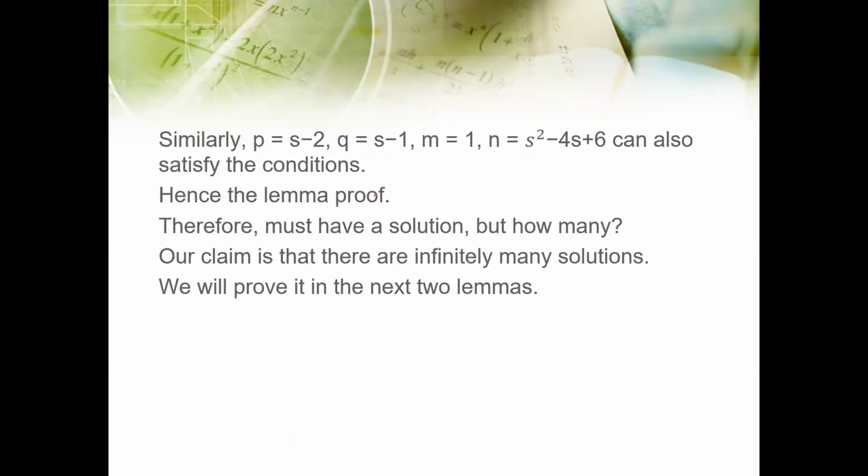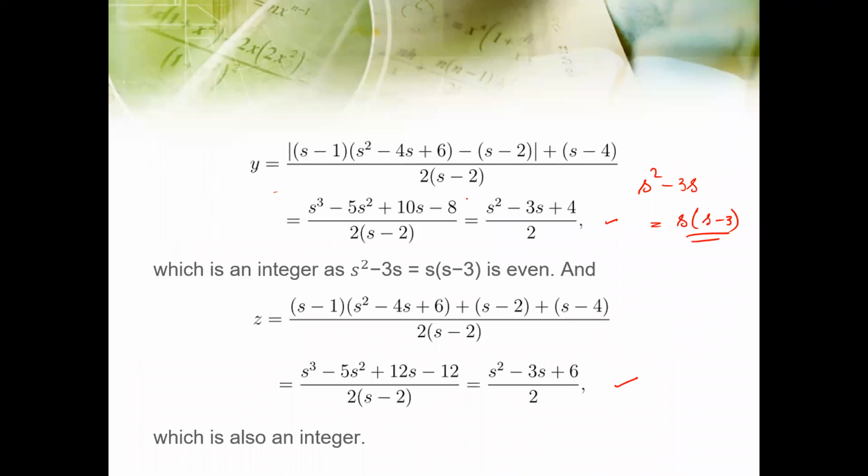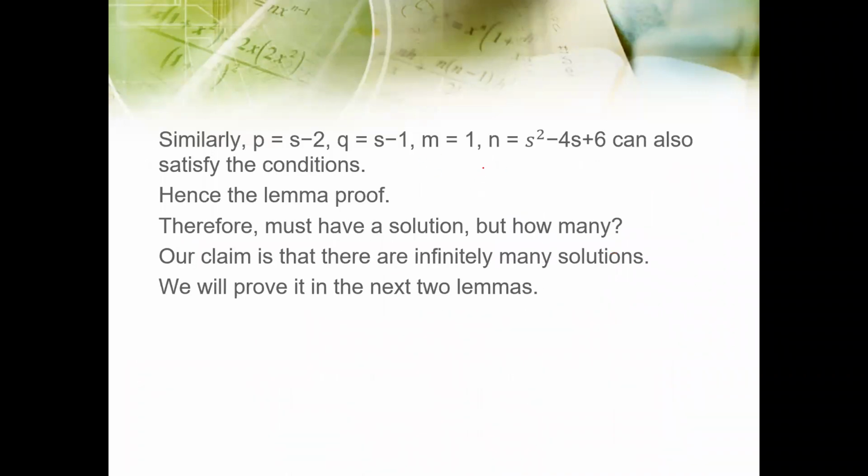Similarly, if we plug in the next set of values of p, q, m, n, we get the same, only we will get pq minus mn equal to minus of s minus 4, and the rest are the same. Therefore, there should exist a solution to our equation. But how many solutions are there? Our claim was that there are infinitely many solutions. So now we will show it.